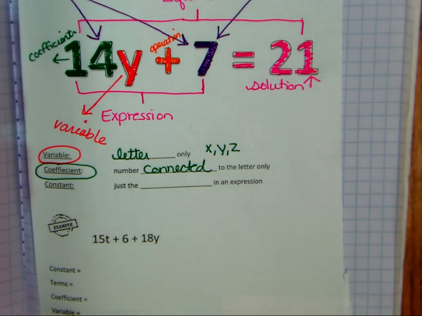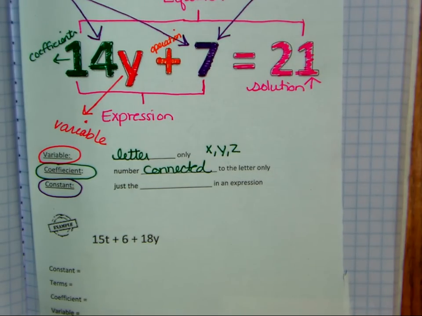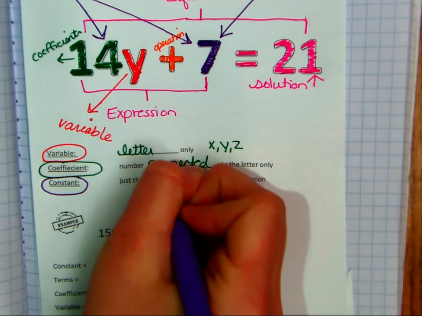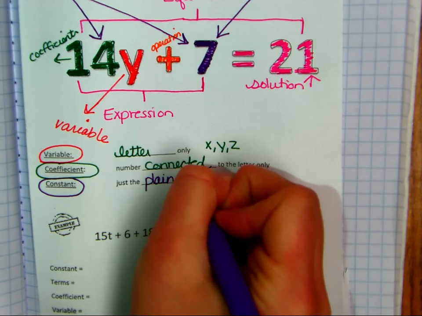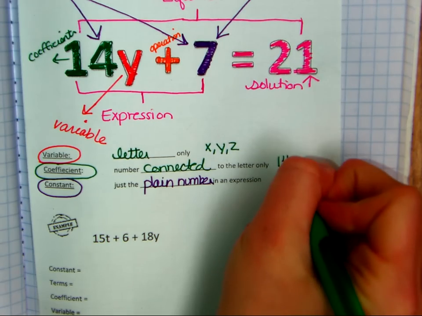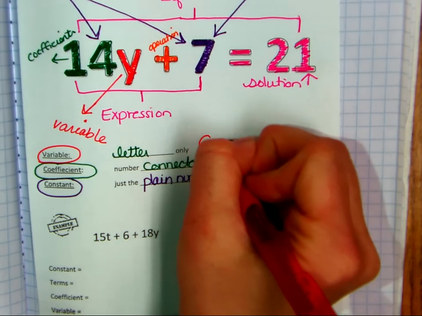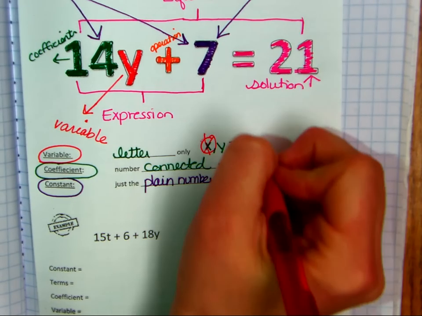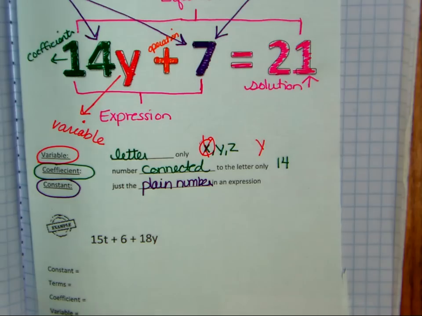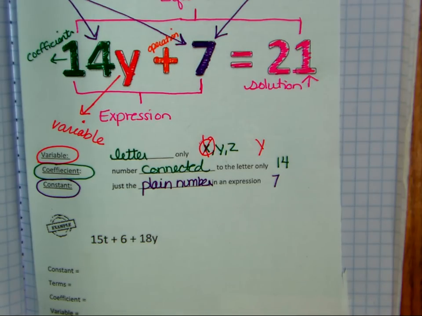And then our constant, I colored it purple. Our constant is just the plain number in an expression. So if you look up above, the plain number in our example expression, what number was it? What was the number, class? 7. 7, yeah. So that makes more sense.